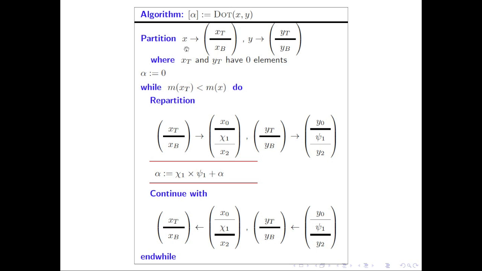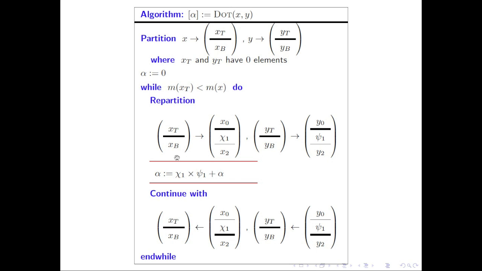Now, we check whether x top is the whole vector x. If so, we have computed with all of x and are done. If not, then we repartition the vectors, renaming the top parts x0 and y0, and partitioning the bottom parts into the first elements, chi1 and psi1, and the rest of these parts, subvectors x2 and y2.